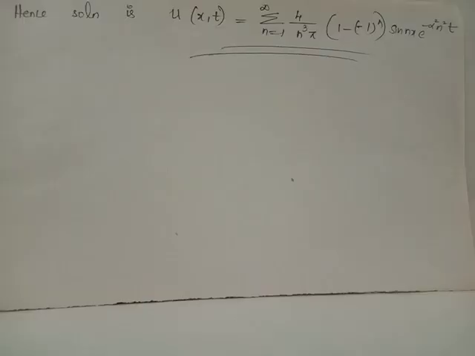And thus we have the general solution obtained as u(x,t) = summation n ranges from 1 to infinity 4/(n³π) (1 − (−1)^n) sin nx e^(−α² n² t).